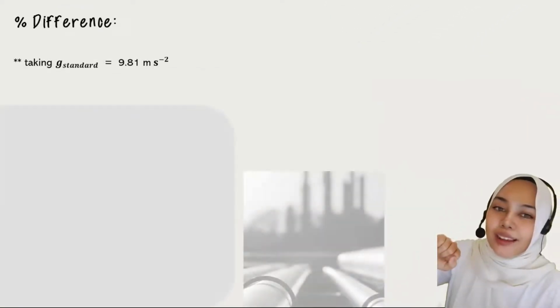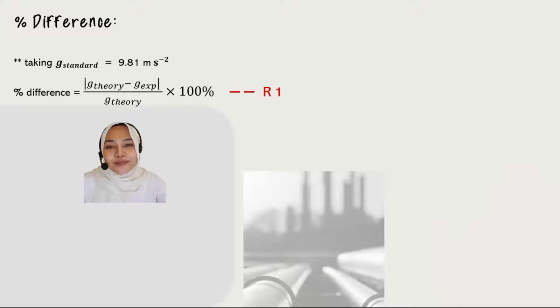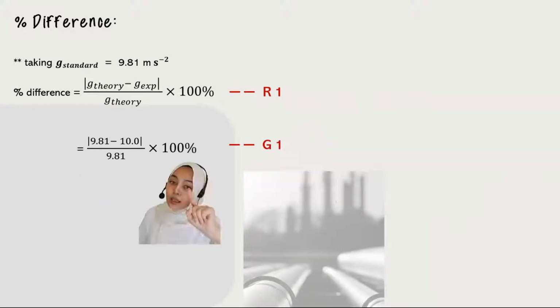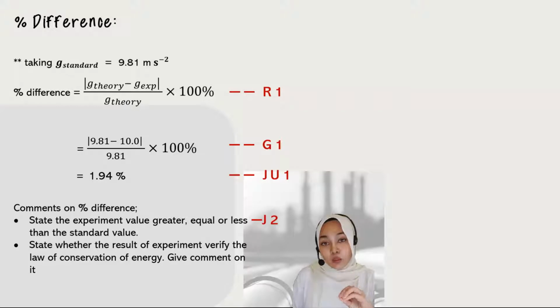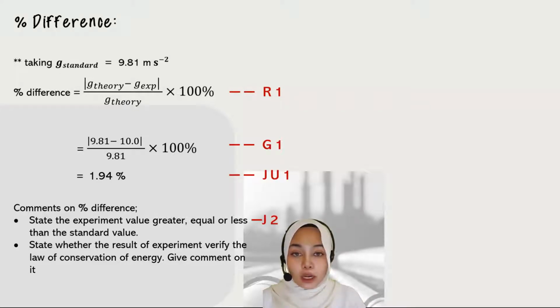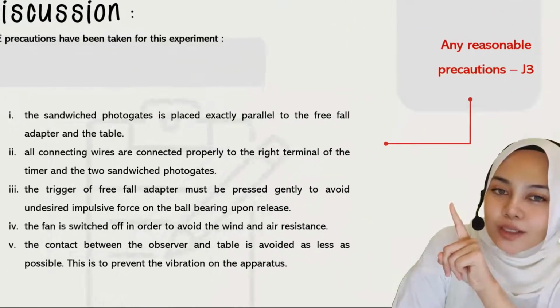Let's see how many marks we can get for the percentage of difference. If you write down this equation, R1 for you, substitution G1, and your final answer with the correct symbol percent, Ju1. You also have to make comments on the percentage difference. State the experimental value, whether it is greater, less, or equals to the theoretical value. And you have to state whether the experiment value verifies the law of conservation of energy. And you have to give comment about it. Here is one example.